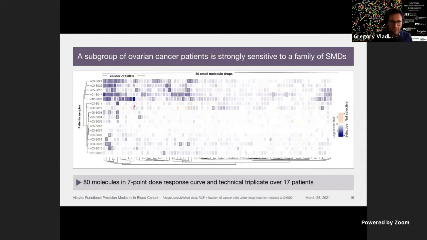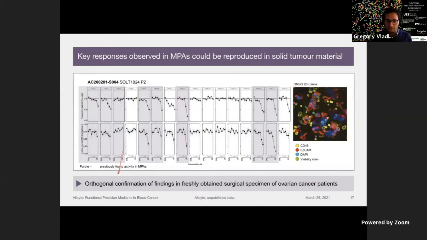This is malignant pleural effusion and ascites, so a secondary malignancy: cancer cells, immune cells. People ask, okay, well, is it possible also in the solid tumor? Yes. We have orthogonal confirmations of findings in freshly obtained surgical specimens of ovarian cancer patients. We see the same responses that we had found active in the malignant pleural effusion and ascites, at least in some, though the numbers are low, but we're getting there.